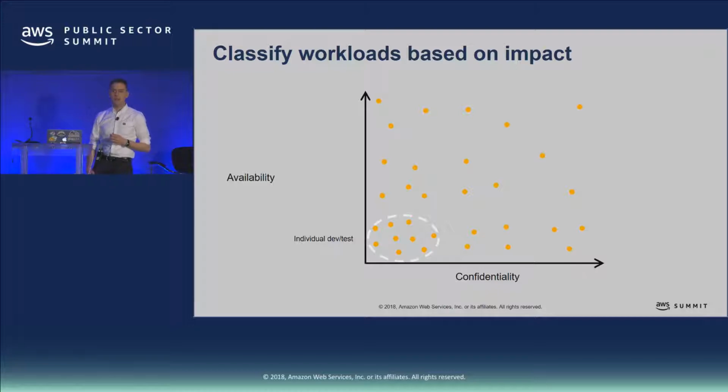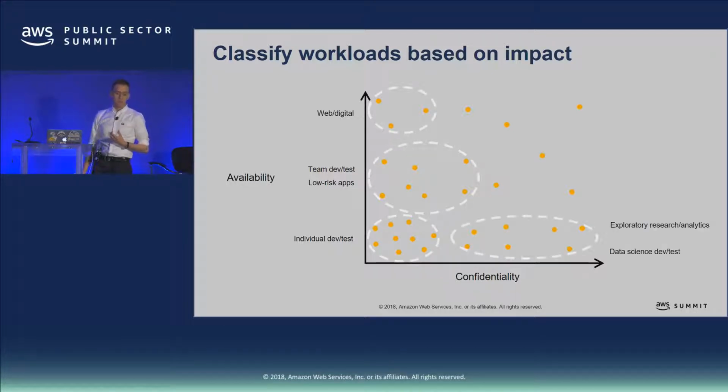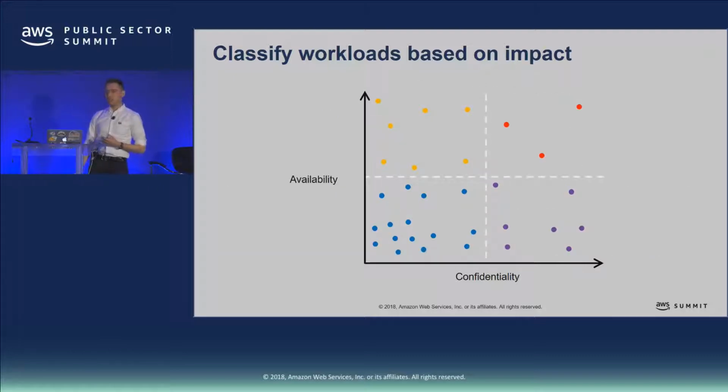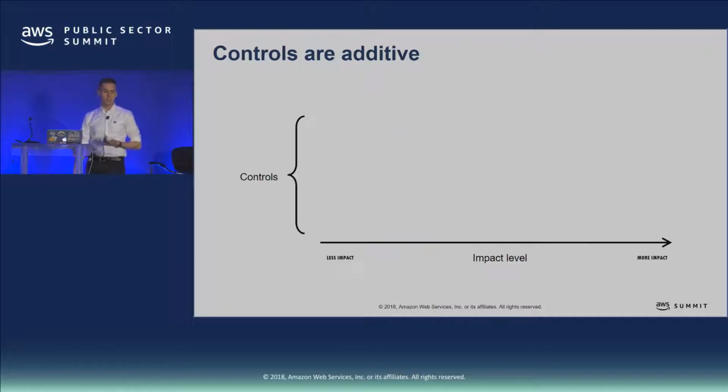So down in your lower left, you have individual dev tests. Maybe as you go up in availability risk, you get things like low-risk apps or team dev test environments. Up here, high availability web stuff, but not necessarily high confidentiality. And then down on the right, you have analytics on sensitive data. Moving up to sensitive internal applications, and then you have your critical applications that need to share sensitive data, but potentially with external stakeholders. So you can break this down into as few as 3 or 4 quadrants. You can break this down into 9 quadrants.